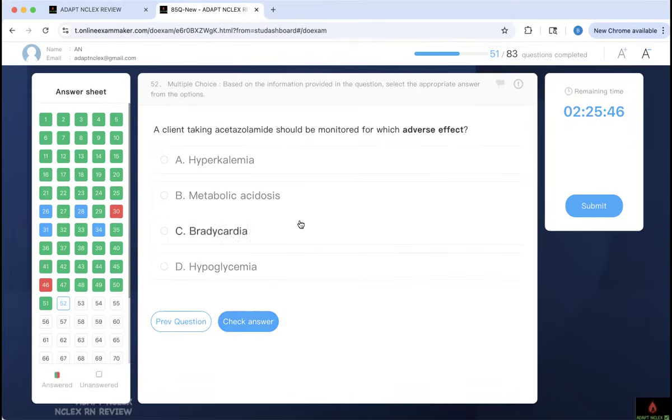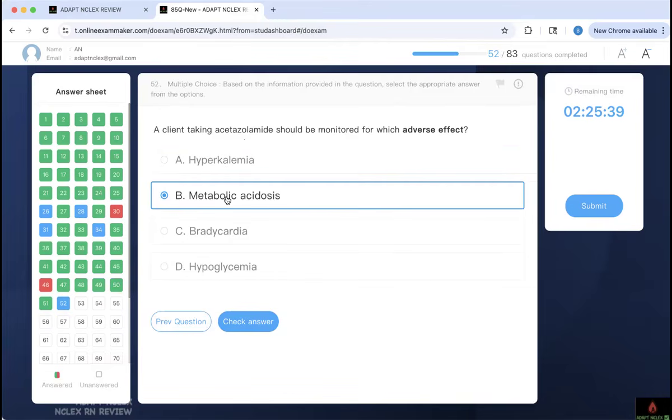Most diuretics do not cause hyperkalemia, except potassium-sparing ones. It causes metabolic acidosis. It does not cause bradycardia or hypoglycemia.